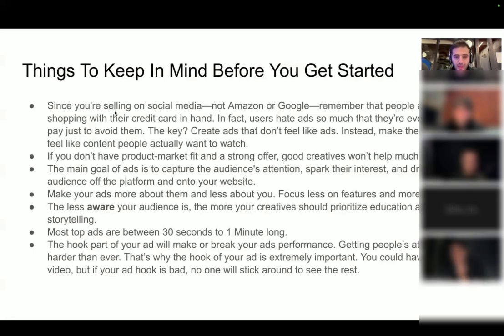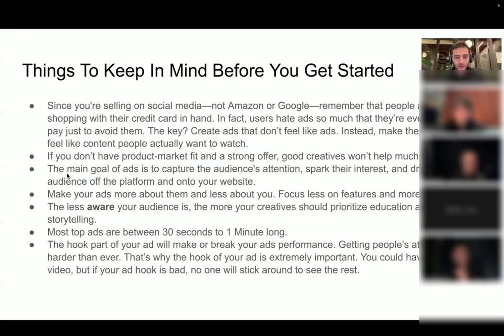So if we make ad creatives that people actually want to watch, then they will forget that what they are seeing is an ad, get to watch it more, feel resonated with it, and hopefully click and buy. If you don't have product market fit and a strong offer, good creatives won't help that much. So it's very important that you have these two fundamental things in place.